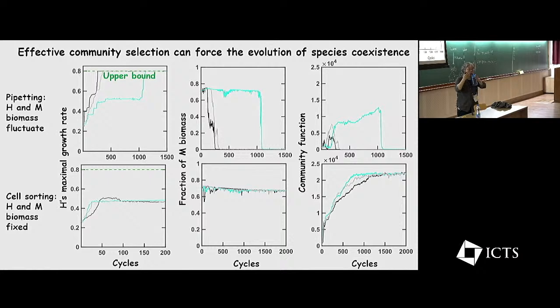Yeah. Your community selection. Because if you have really high H, you have very low community function, you're selected against.